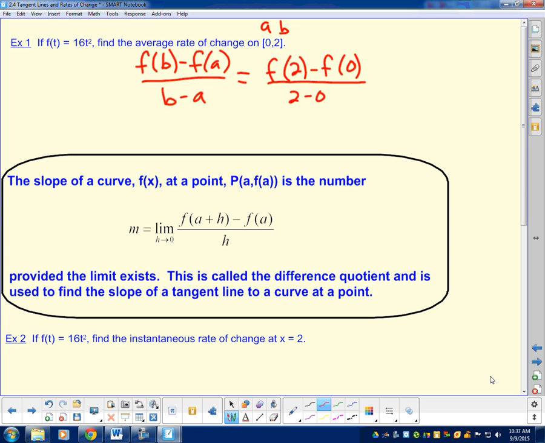And f of 2 is going to be calculated by plugging in 2 for t. So I have 16 times 2 squared minus 16 times 0 squared over 2 minus 0. So my average rate of change from 0 to 2 seconds, if you will, would be what? 16 times 4, 64 over 2 is 32, and whatever the units are. I have something like feet per second.